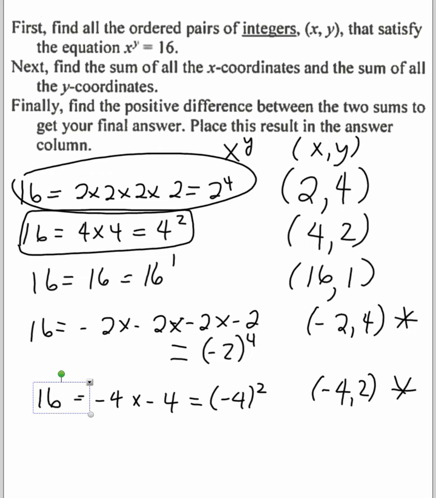Then it says to add up all of the x's. When you add 2 plus 4 plus 16 plus negative 2 plus negative 4, you're going to get 16. And when you add up all the y's, 4, 2, 1, 4, 2, you're going to get 13. Those are the x's, those are the y's. The difference between them is 3. So that was maybe a little bit of a tricky one. Most of you know the math for that one. It's just whether you would have come up with that thinking process. If you did, excellent job.